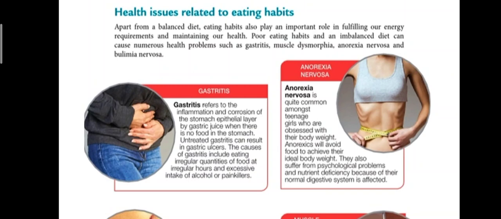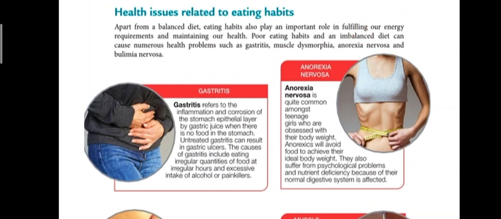So when there is no food in our stomach, ini yang boleh berlaku, inflammation of our stomach epithelial layer. So ini yang kita sebut sebagai gastric, ataupun dugal. Kita selalu cakap dugal, gastric. Okay. So, untreated gastritis can result in gastric ulcer. The causes of gastritis include eating irregular quantities of food at irregular hours, excessive intake of alcohol, or also painkillers. Okay. The second one is anorexia nervosa.